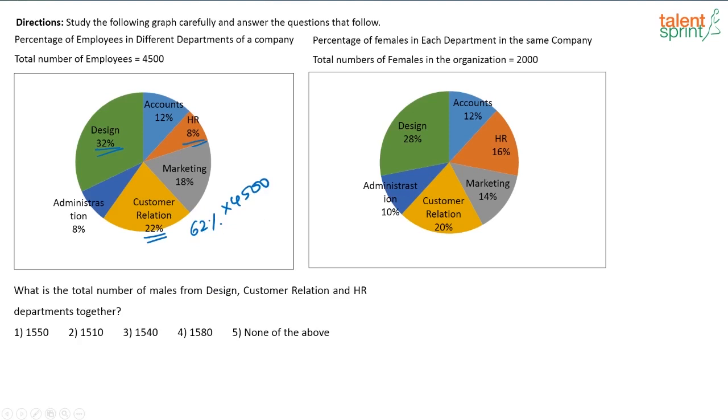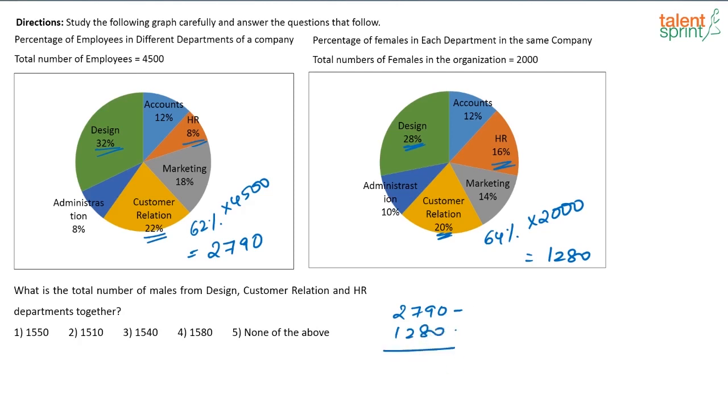Find that out. Here, what is the total number of females in all these departments put together? Customer relationship, design and HR. That is nothing but 28 plus 16 plus 20, which is equal to 64%. So you have to find out 64% of 2000. Find these two out, subtract them, that will be your answer. So what's the answer that you get here? Here 62% is 2790. So subtract 2790 minus 1280. That will be your answer.